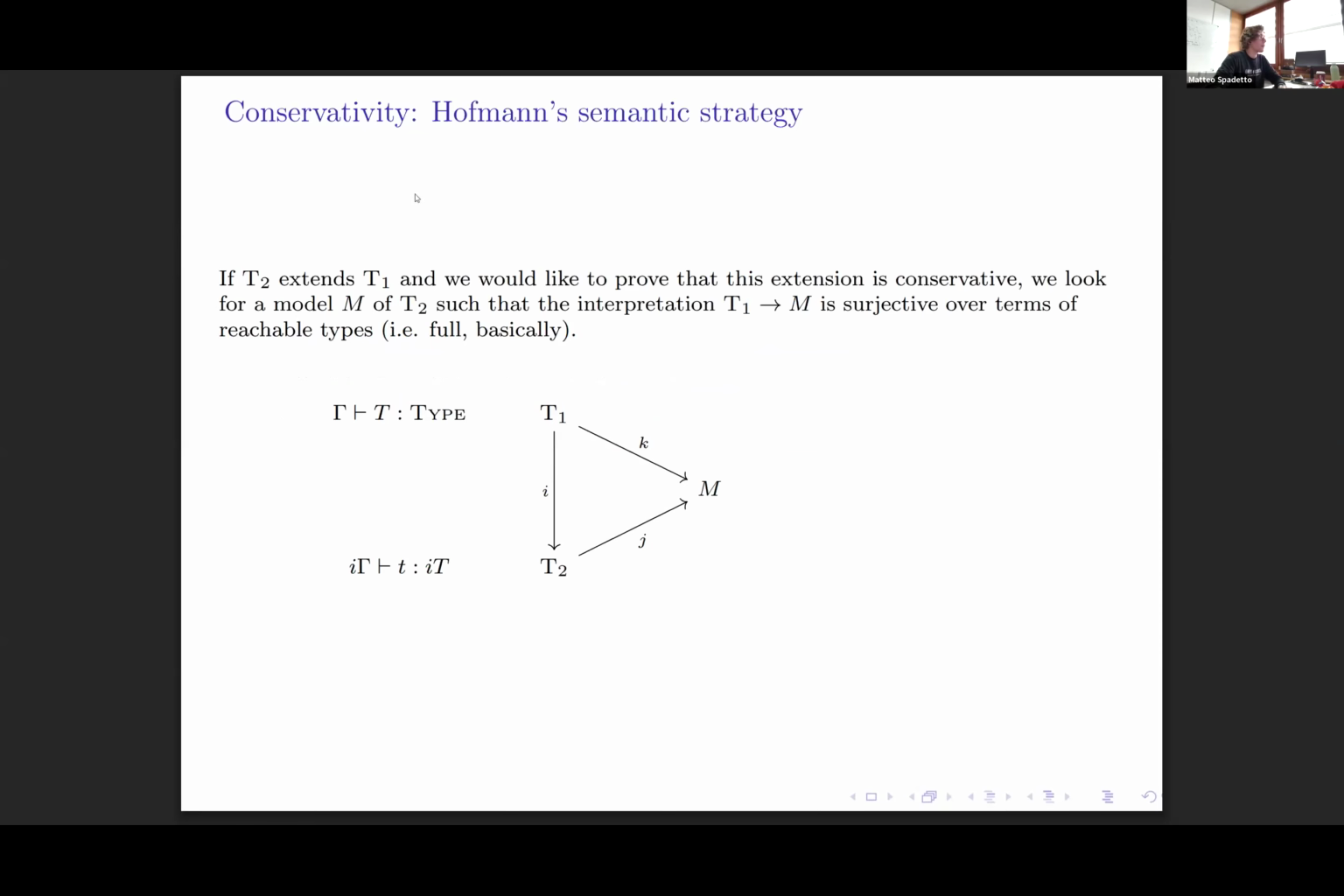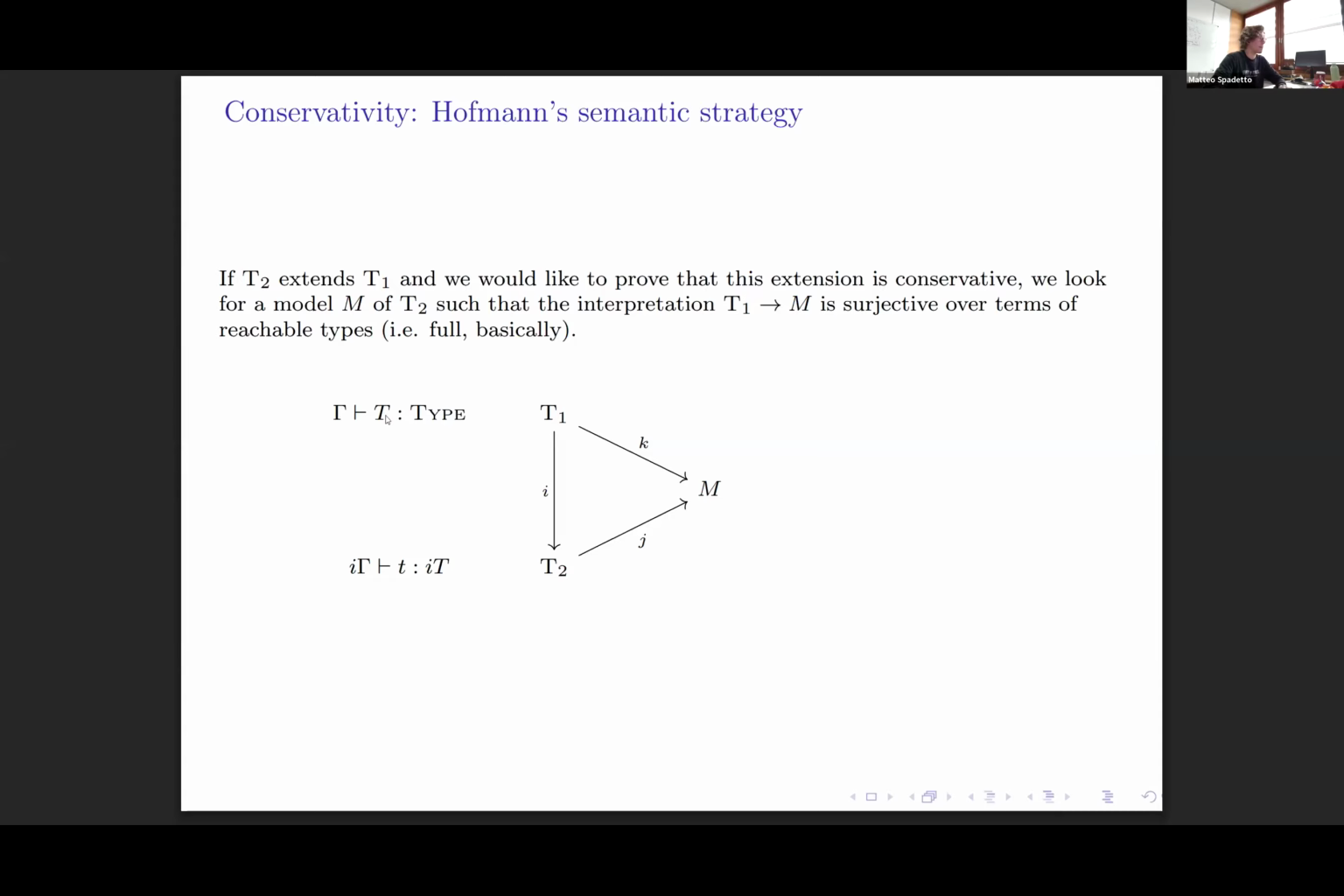All right, let us briefly review Hofmann's strategy to prove conservativity. Suppose that you have a theory T2 that extends another theory T1, and you would like to prove that such an extension is conservative. What do you do in this case? You try to build a model M of T2, that in particular will also be a model of T1, such that the interpretation of T1 in M is surjective over terms of reachable types, a sort of fullness condition of the functor K. I will illustrate it by explicitly proving conservativity under such a hypothesis.